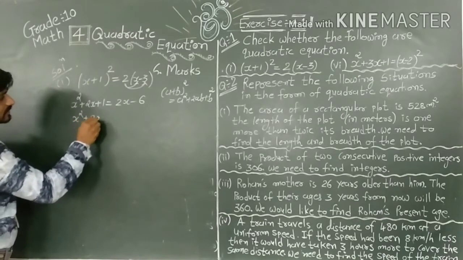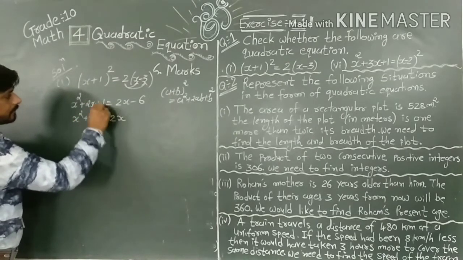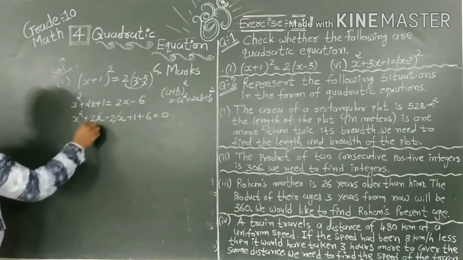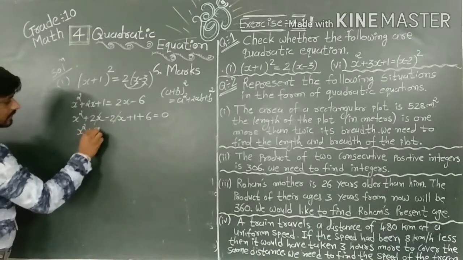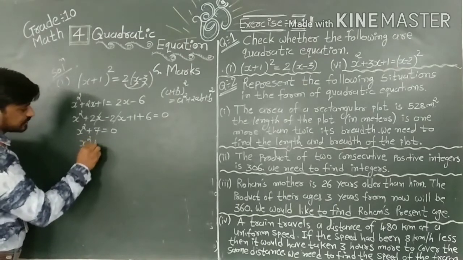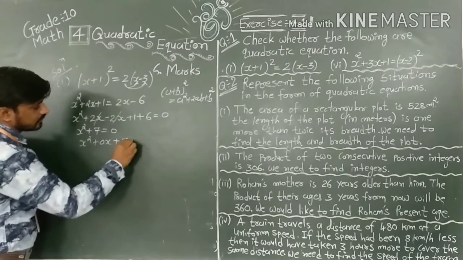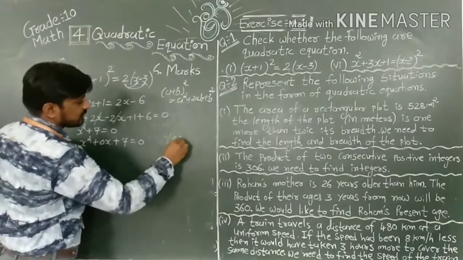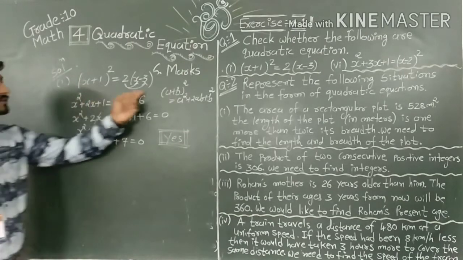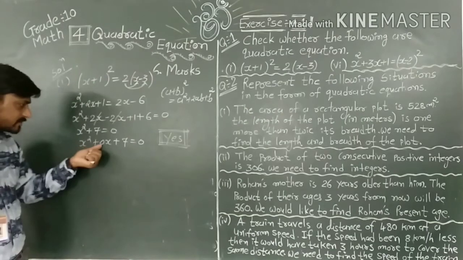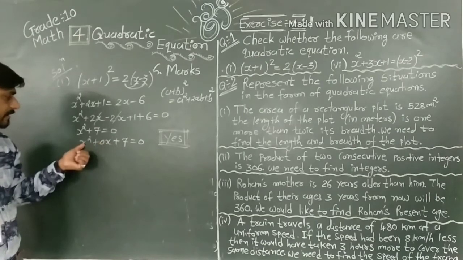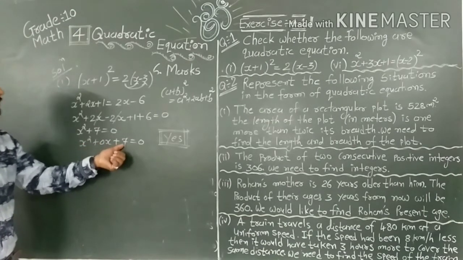Now transfer these two terms to the left side. X square plus 2x minus 2x plus 1 plus 6 is equal to 0. Here 2x cancels. X square plus 7 is equal to 0. I can write this equation as x square plus 0x plus 7 is equal to 0. That means this is a quadratic equation, because I can express this in the form ax square plus bx plus c is equal to 0, according to the general form.